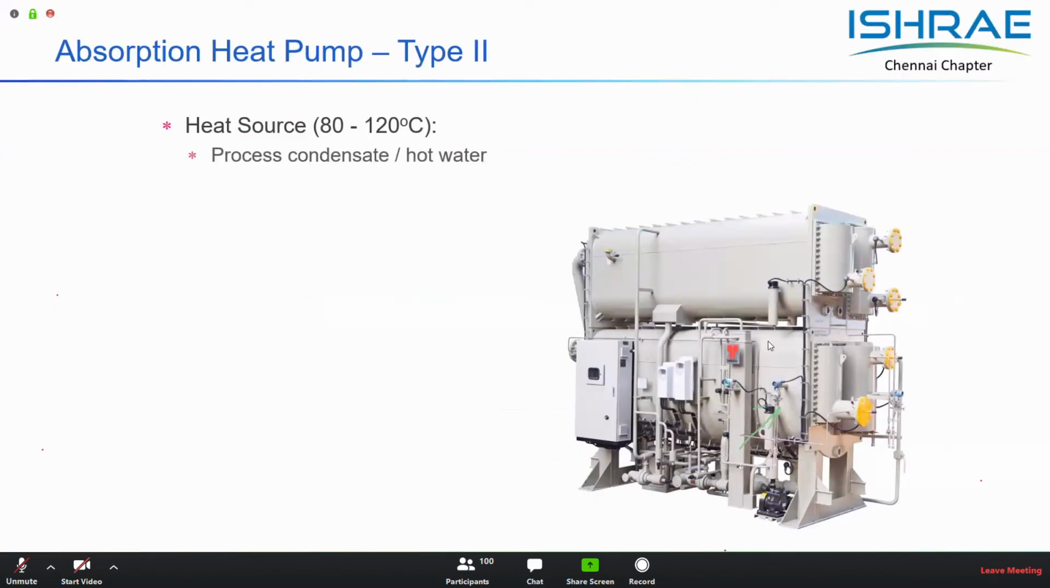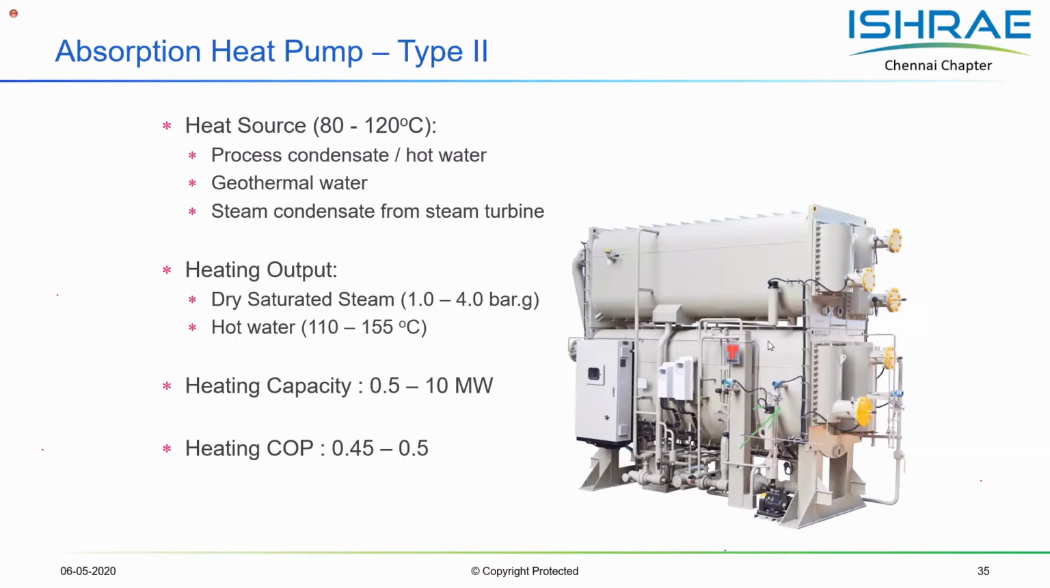Now looking at the second type of absorption heat pump, it is a different concept, where if you have waste heat as a source at a medium temperature, you can upgrade part of that heat to a higher temperature. That is the heat transformer. It's like a step-up transformer, which steps up the voltage in electrical parlance. Here, it converts the heat from low or medium temperature to a higher temperature.